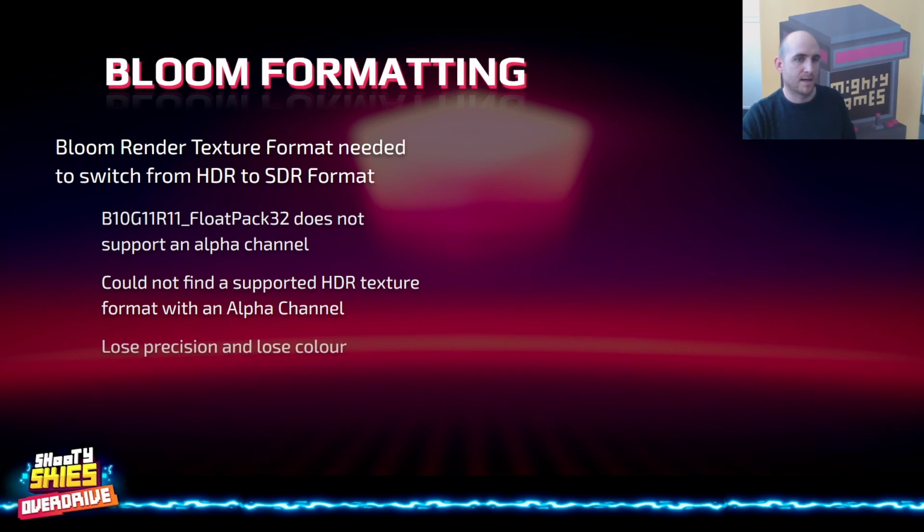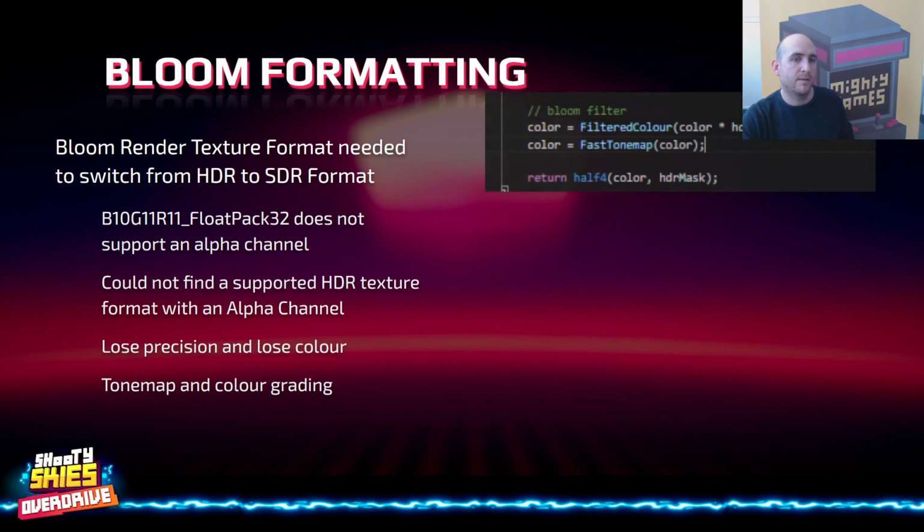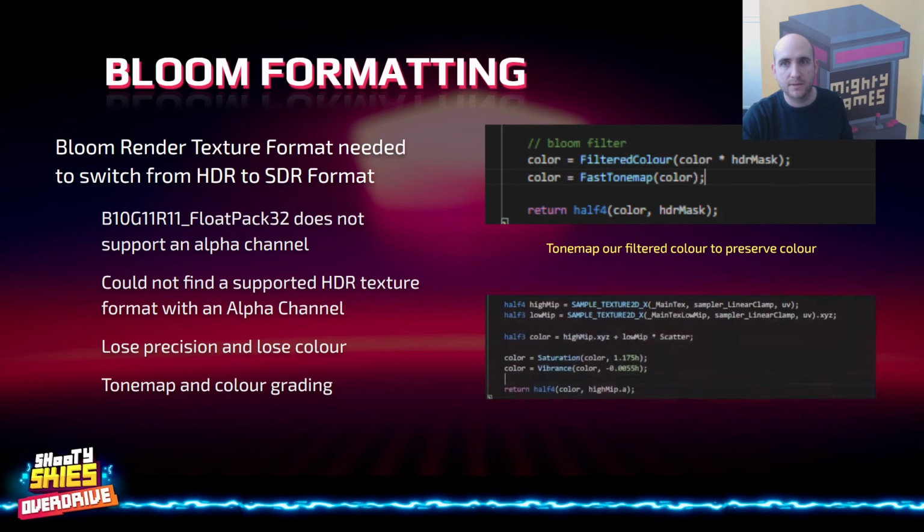So in the end, we changed it to a standard R8 G8 B8 A8 format for the buffer. Because of this, we're going to lose some precision and some color, but we're also going to gain a little bit of performance back. So it's kind of a win-loss, but we could account for that loss of precision and color by adding some tone mapping and color grading back into it.